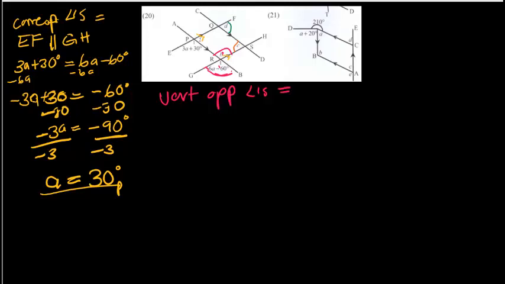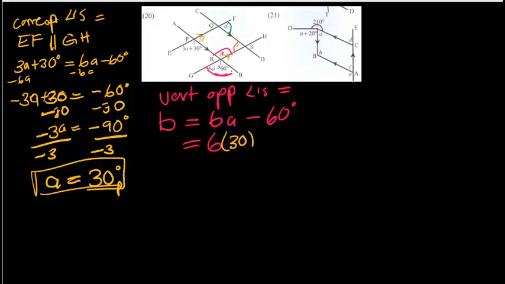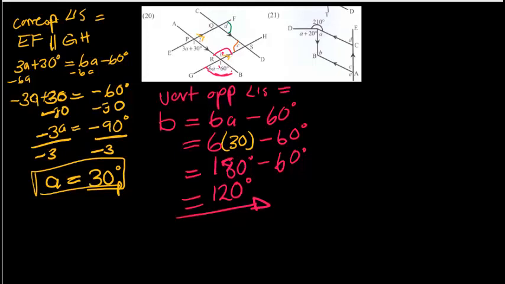That is great. So B, which is what I want to solve, is equal to 6A minus 60 degrees. So I'm going to say 6 multiplied by A, and A is 30. 6 times 30 degrees, I don't need to put that there, minus 60 degrees. That gives me 180 minus 60, and that gives me 120 degrees. So that means that B is 120, but this side is also 120 degrees because they are equal.